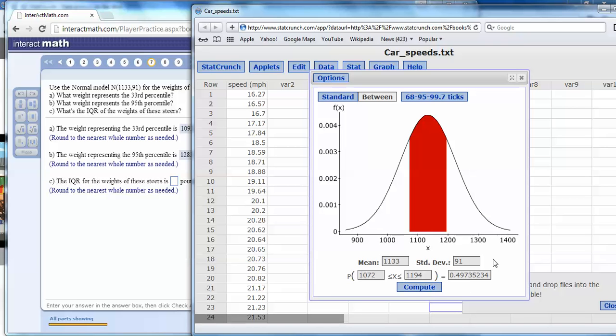So hopefully this will help you with working these problems in Chapter 5. And I really urge you to use StatCrunch, because we're going to be using it for the rest of the semester, and I think it's a lot easier than you trying to look up in tables or inputting all these values into your calculator. So I hope this helps.